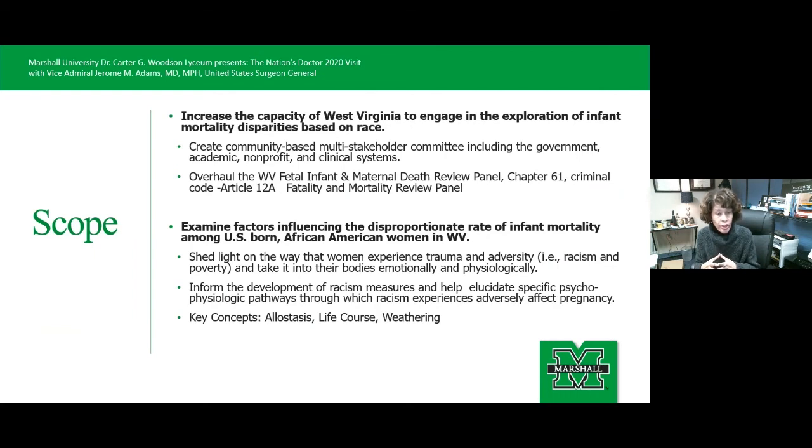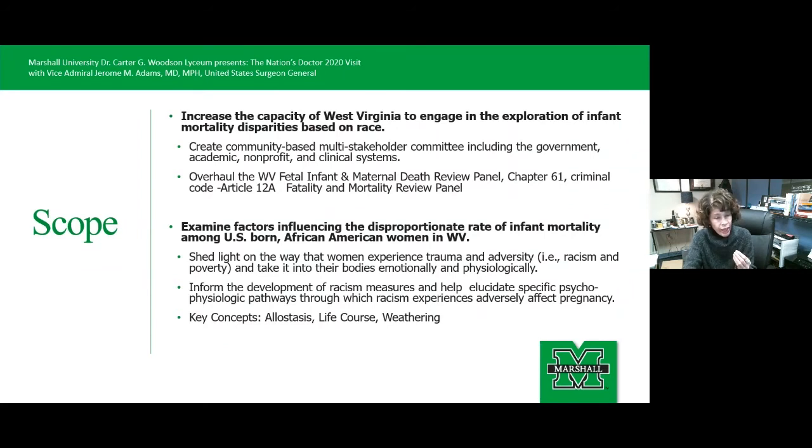That's an important issue. And so what I have done through my research is looked at how to create a community-based multi-stakeholder committee that includes the government, academic units, nonprofit, and clinical systems, so that we can begin to think about this issue and how we might approach it from the standpoint of the cultural toolkit that we have in West Virginia.